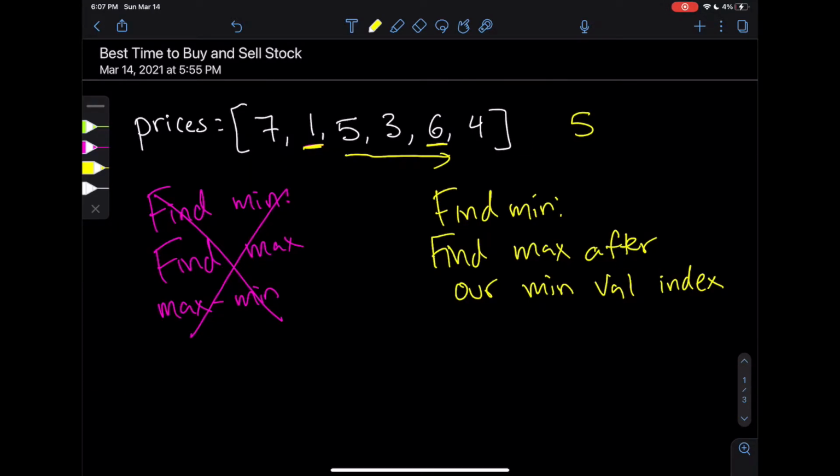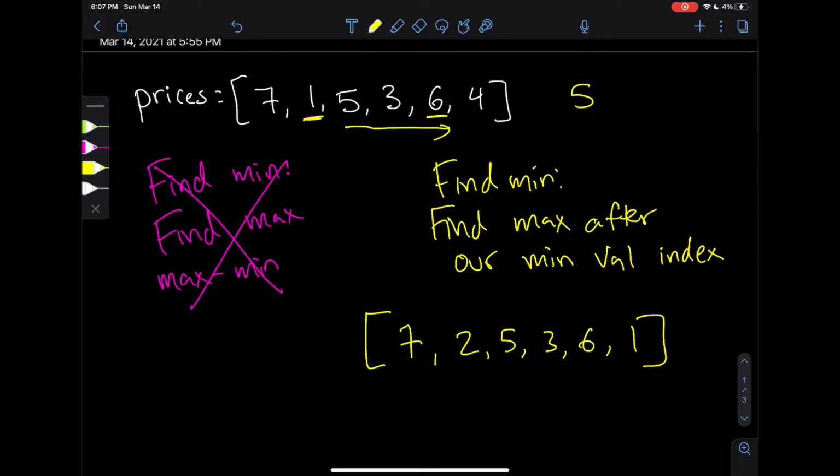But then I started thinking about other arrays that might disprove this strategy, and a quick one that came to mind was, okay, what if I had 7, 2, 5, 3, 6, and 1? Just switching out some of the numbers here. In this situation, we see that the minimum would happen at the last index here, and because of this, we can't search for any value after our last index since we're at the end of the array.